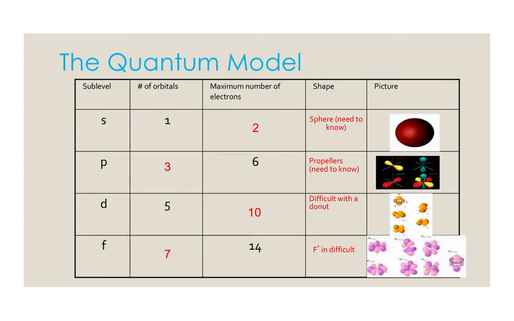And last but not least, we have f sublevels. They have 7 orbitals, which hold 14 electrons altogether. And the shape of these, we just call it the f in difficult, right? So s's are shaped like spheres. P's are shaped like propellers. D's are difficult to remember, but they have a donut in them. And then the f's, let's not even worry about them. They're just f in difficult. That could be frogging, flipping, however you want to fill in your f.